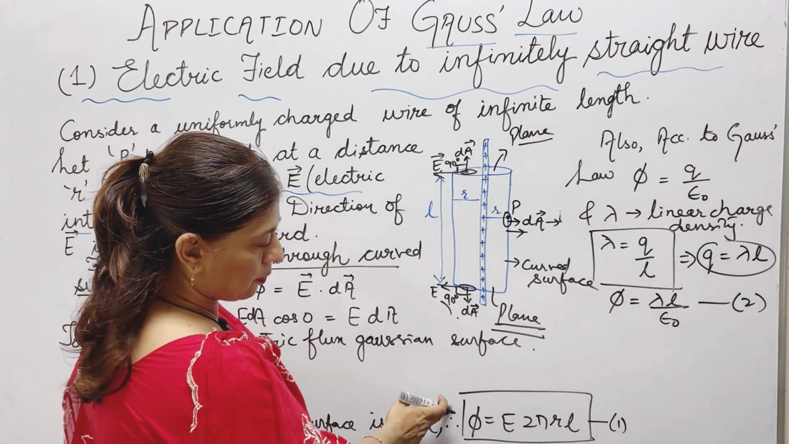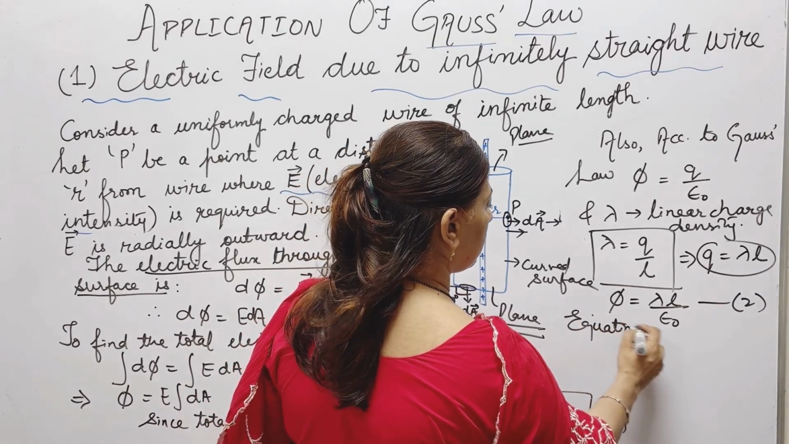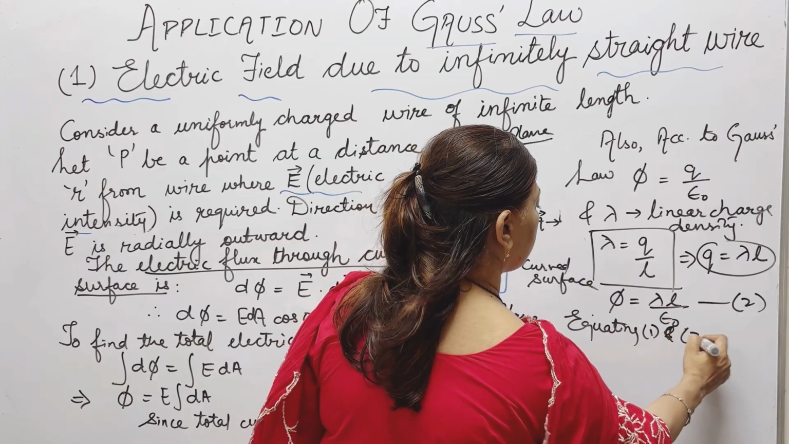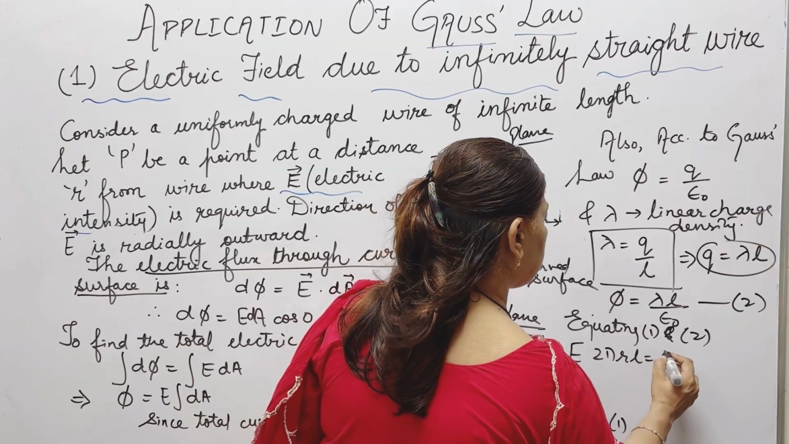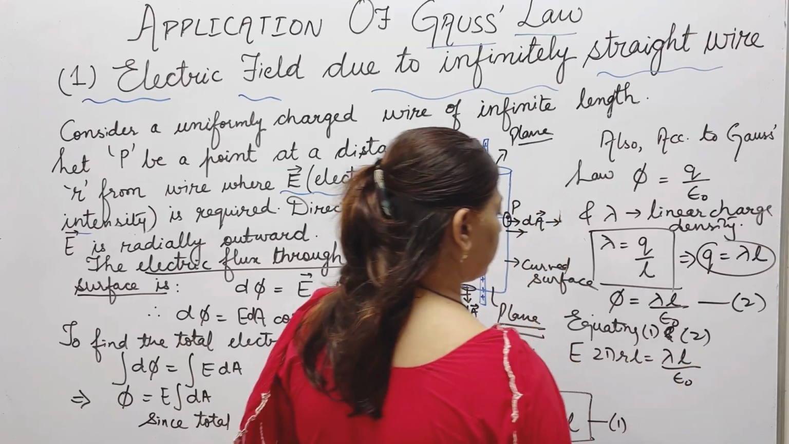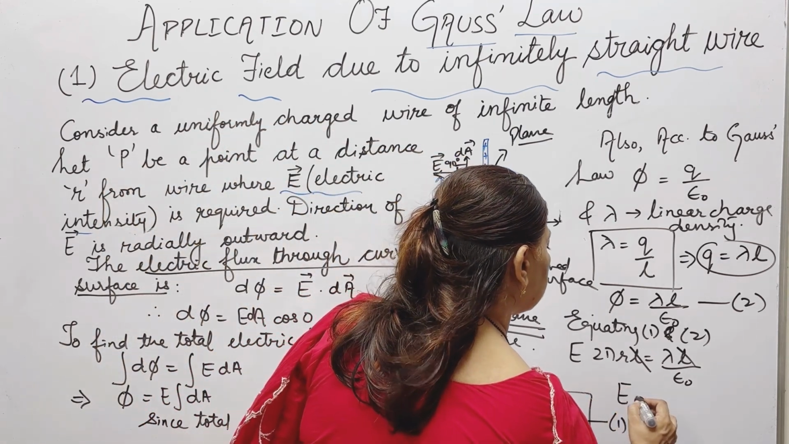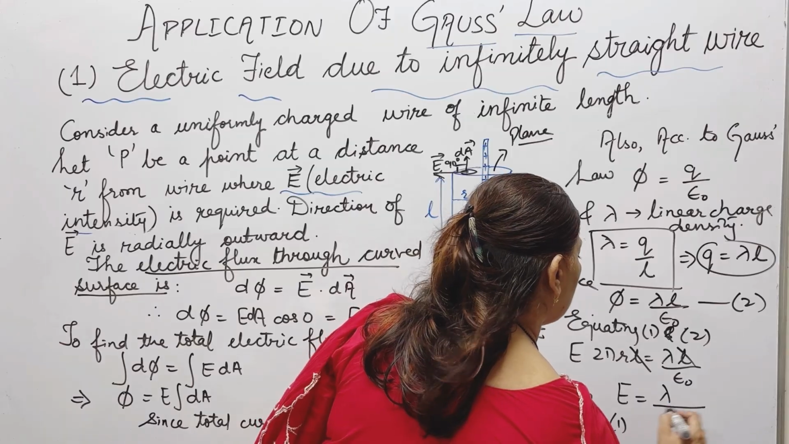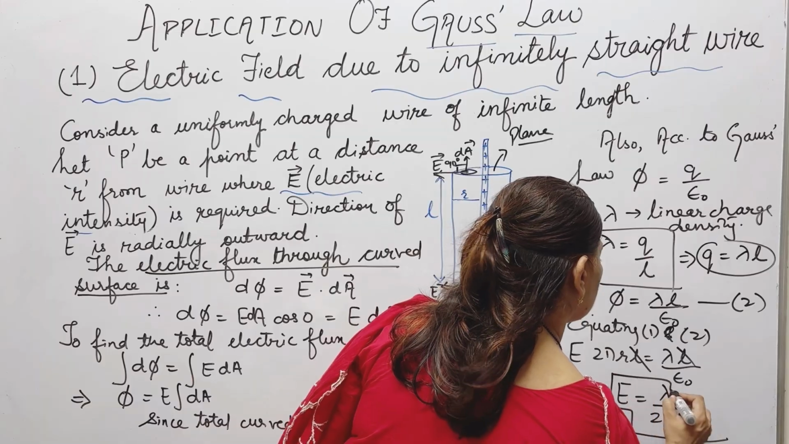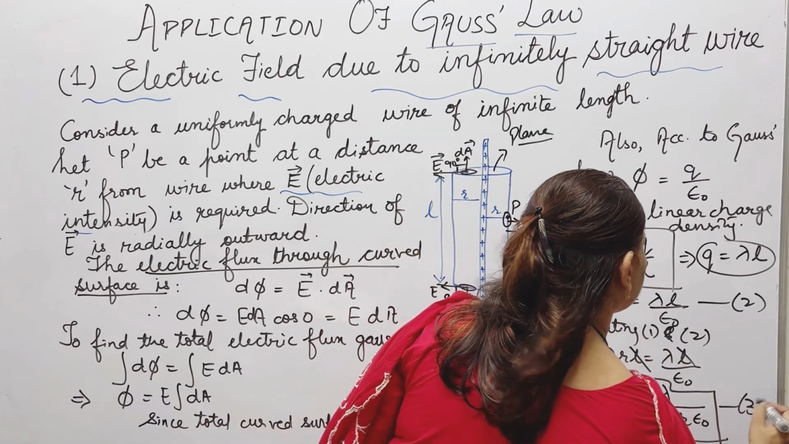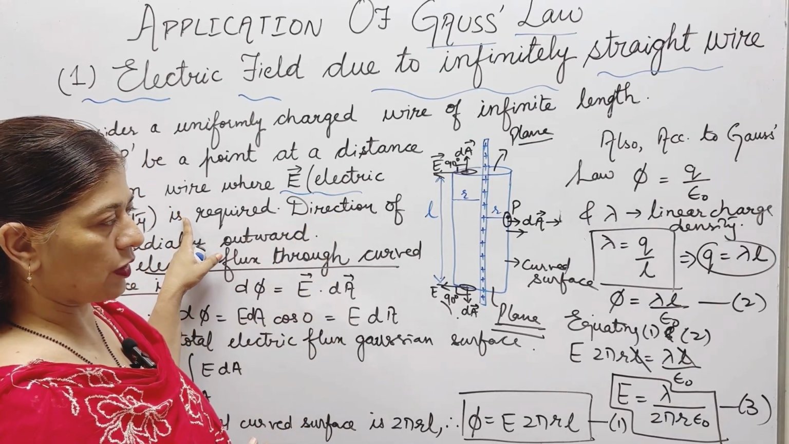On equating equation number 1 and 2, E 2 pi RL is equal to lambda L by epsilon naught. L cancels out on both sides and the electric field comes out to be equal to lambda upon 2 pi R epsilon naught. So equation number 3 gives us the value of the electric intensity that is required.